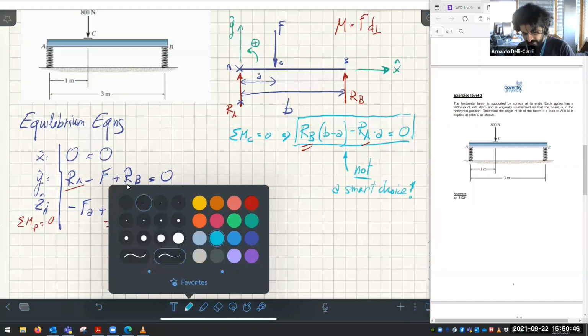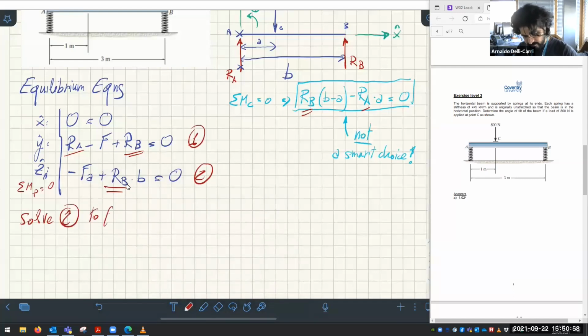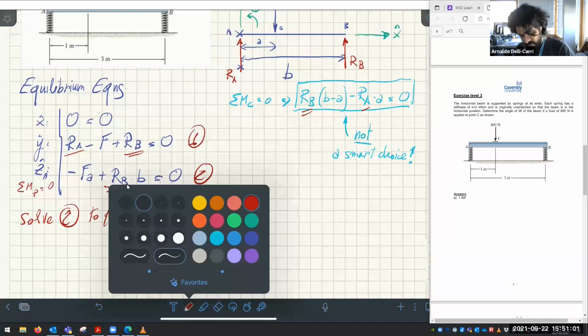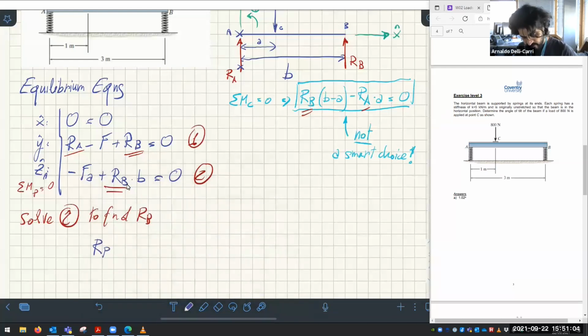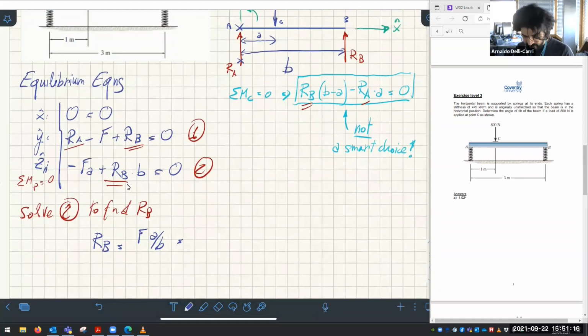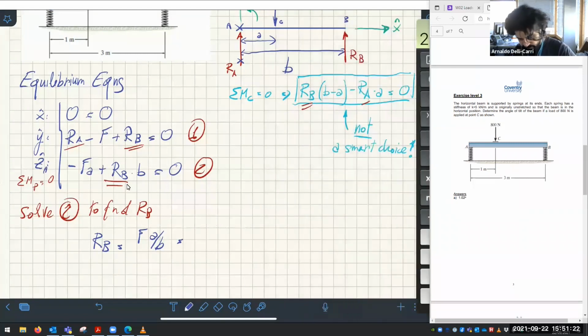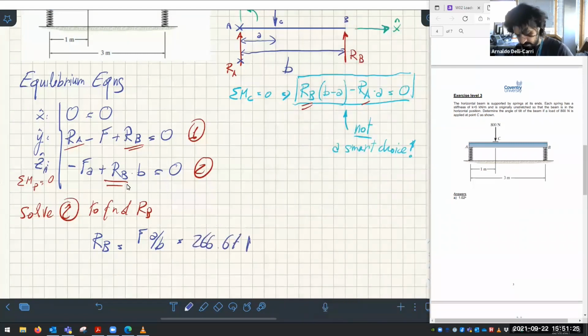All right, so let's call this equation 1 and this equation 2. I say solve equation 2 to find RB. Then I get that RB is just F times a divided by b. That's equal to, where a is 1, b is 3, F is 800, so it's 800 divided by 3. It's 266.67 newtons. Easy.